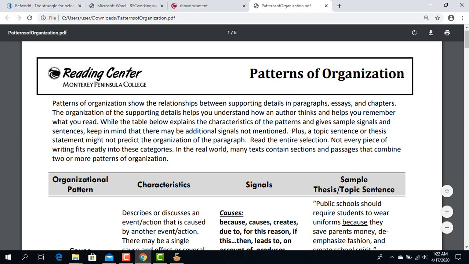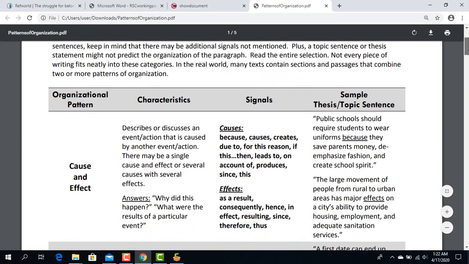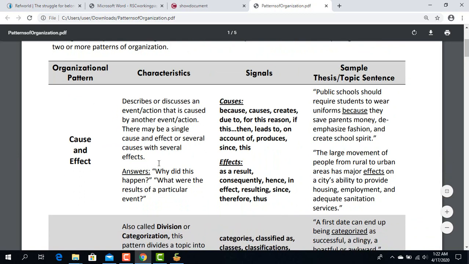Okay, now let's shift here to the first organizational pattern, which is the cause and effect. What do we mean by cause and effect? Cause and effect usually describes or discusses an action that is caused by another action. So whenever something causes or is caused by another thing, or whenever something leads to another thing, then here we're going to discuss cause and effect. And you know what I mean by cause and effect.